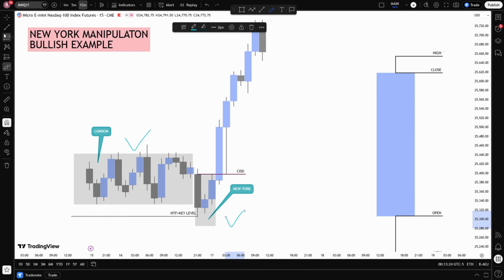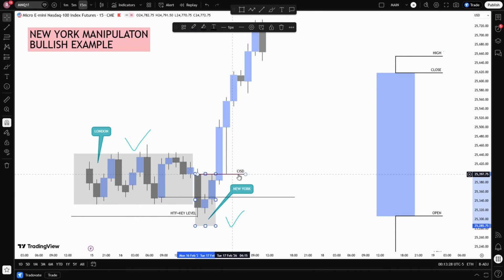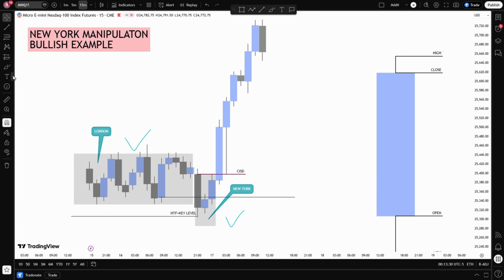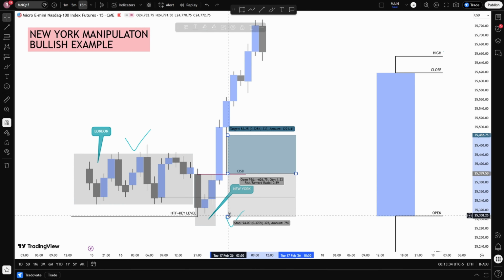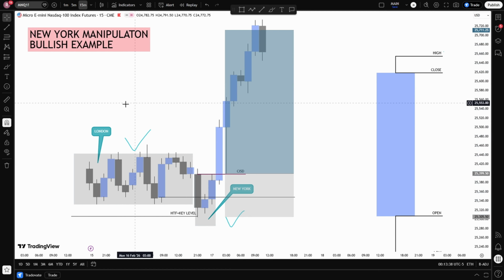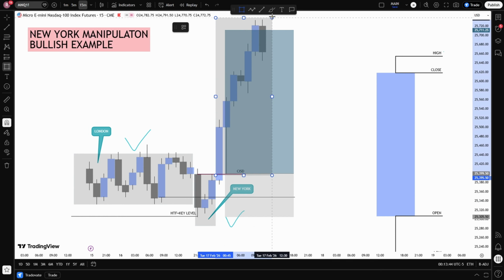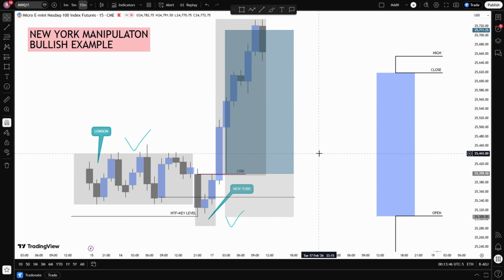After that manipulation phase, we get a change in the state of delivery on the lower time frame. That shift is what confirms that the manipulation is complete and distribution is beginning to the upside. So when you look at it structurally, this is a clean depiction of the power of three model: accumulation during London, manipulation during New York, and then distribution in the intended direction.